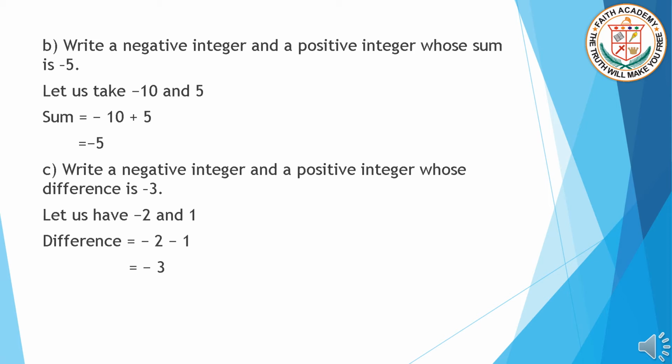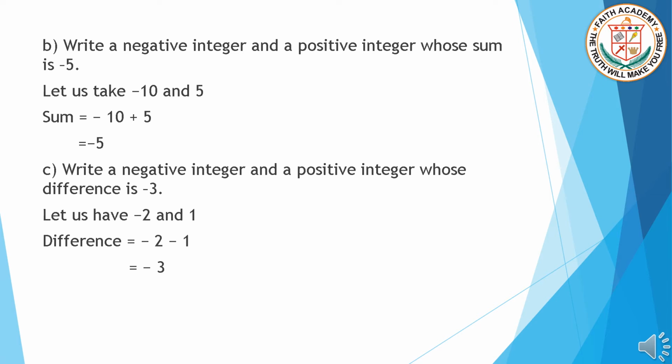Now you have to remember that you have to take one negative integer and one positive integer. Here I have taken minus 10 and 5, where minus 10 is a negative integer and 5 is a positive integer. You can also take any set of negative and positive integers, but your sum should always come out to be minus 5, or according to the question. So here, since I have taken minus 10 and 5, let us find the sum. So minus 10 plus 5 gives us 5.